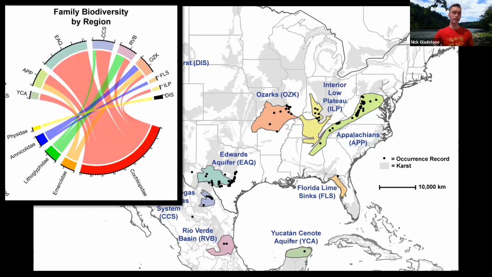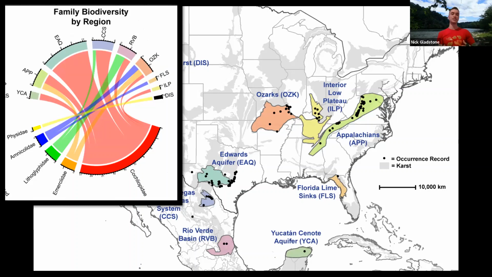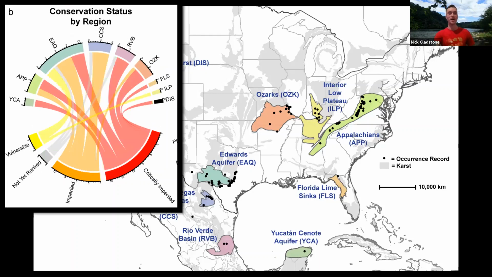I know this plot is kind of hard to read, so maybe I'll gloss over it. I think the general pattern that you should take away is that the family Cochliopidae is the most diverse, and it is very widely distributed among every one of the karst regions associated with these little colors. I apologize, by the way, if you're colorblind. I do not know if this is colorblind friendly.